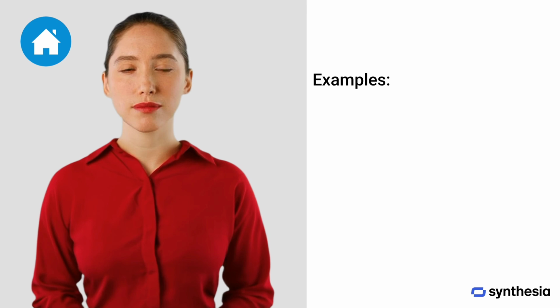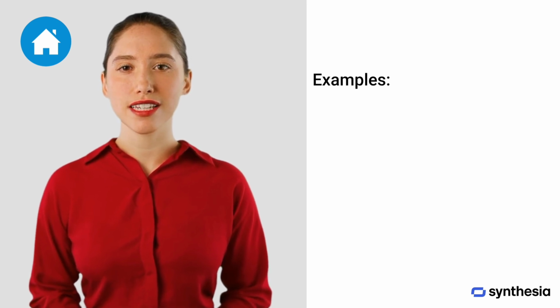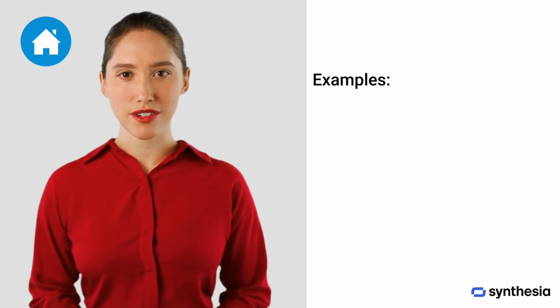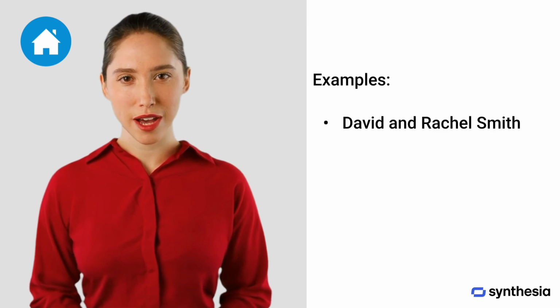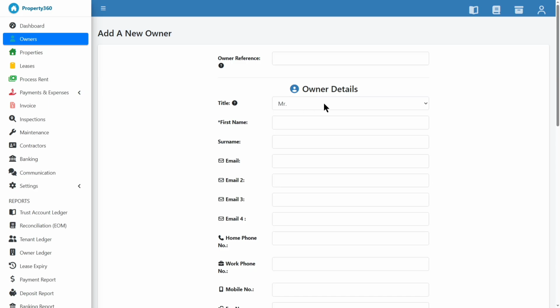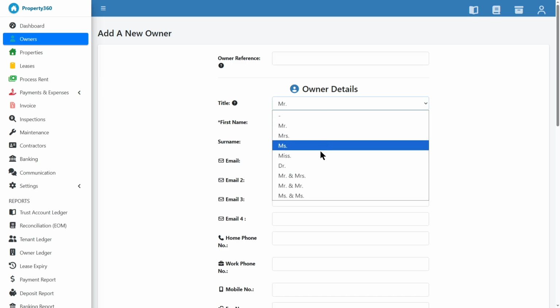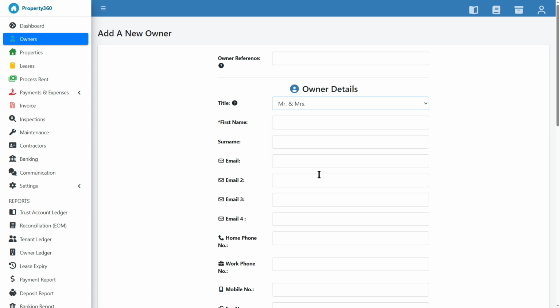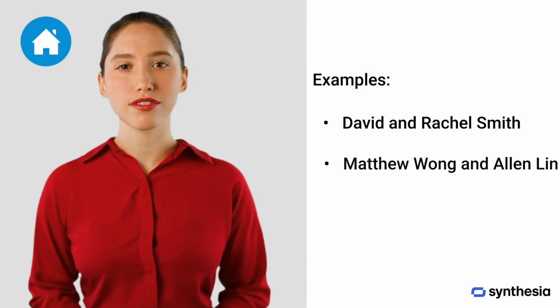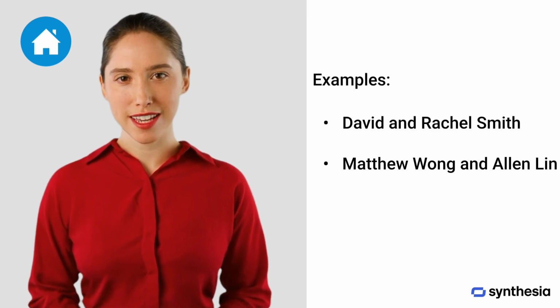When entering owner names, it's important to format them clearly, especially when there are multiple owners. For example, David and Rachel Smith. Here is another example with different surnames. Matthew Wong and Alan Lin.